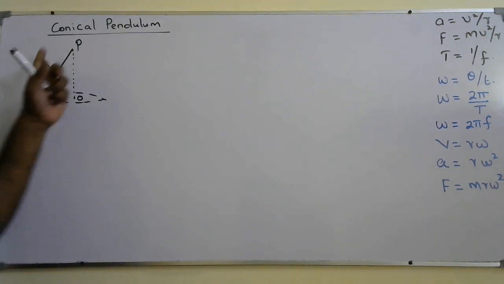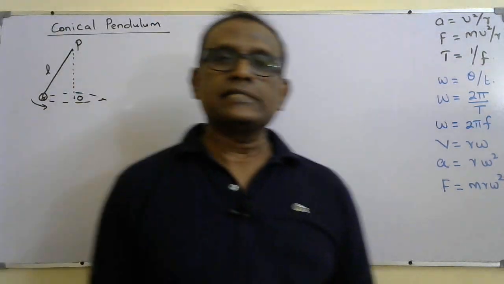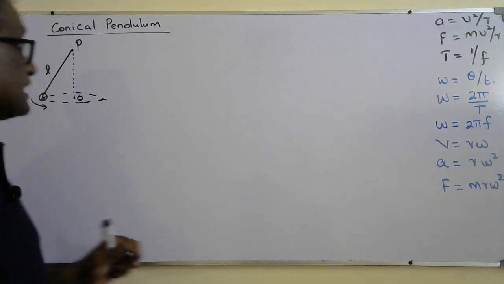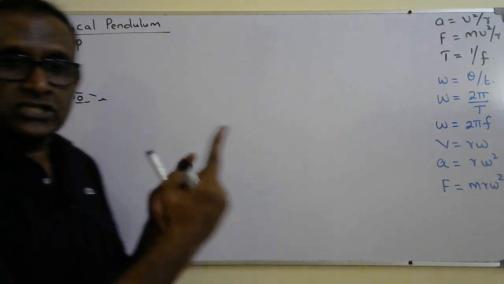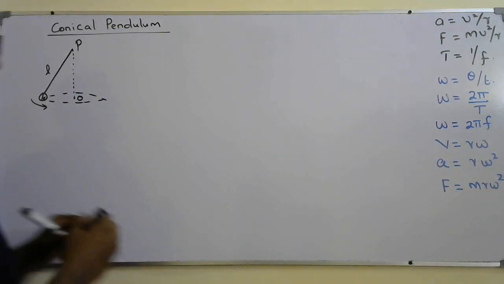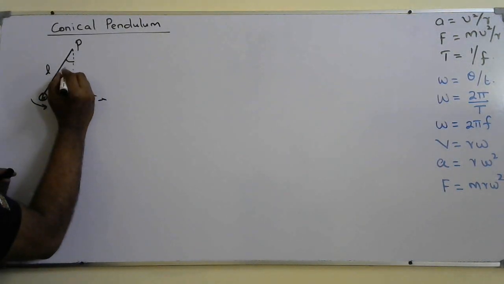Okay, next thing is conical pendulum. Conical pendulum means a bob attached to a light inextensible string, and the bob moves on a horizontal circle and the string makes an angle theta with vertical. So an application of this is the merry-go-round.